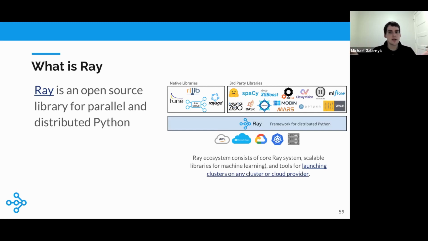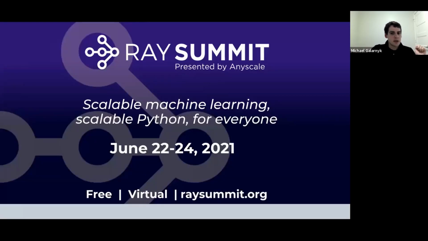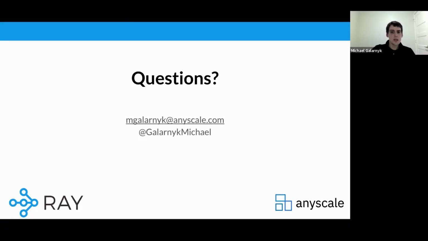Dask has an integration, Spacey, MLflow, just a lot of different libraries. And if you're curious about Ray for some reason, it's a great library. I love it. You can go to Ray Summit and learn more. You can also go to AScale Academy. There's a lot of different places to learn more about Ray if you're curious and you want to distribute your workloads. So I'm now going to take questions and I'll answer them the best that I can.